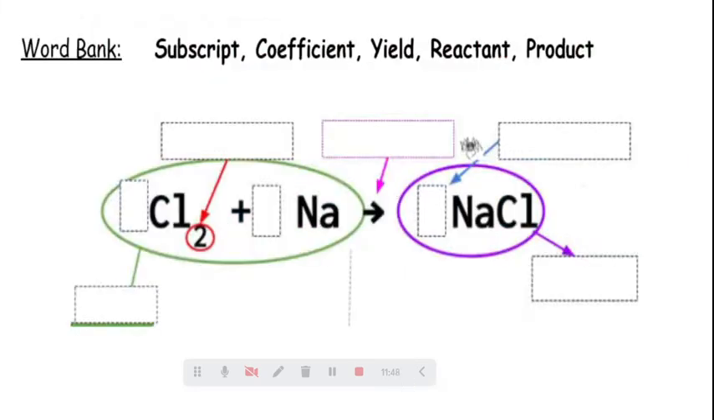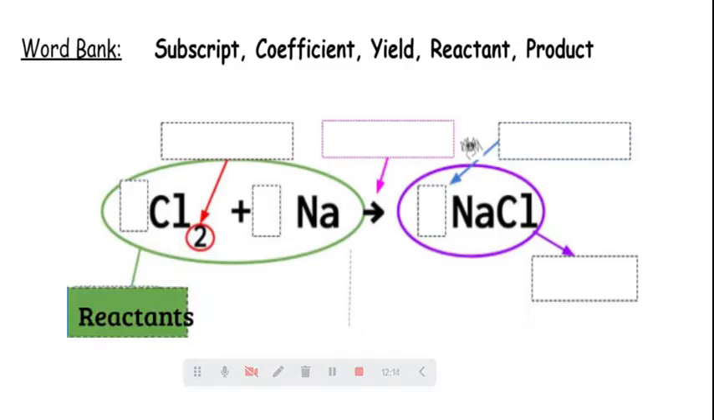So pause your video, and on the next part, I would like you to look at these words: subscript, coefficient, yield, reactant, and product. And I would like you to try in these boxes here, put your vocabulary word in here. So before we get started, you feel good about where all of these words are if I start using those terminology. All right, everybody.